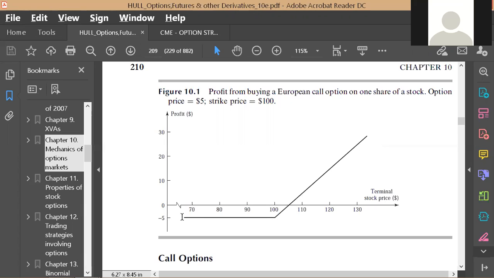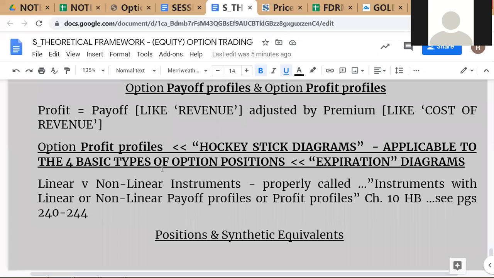At expiration, you ask yourself, this is a 100 call. Remember, when we say 100 call or 200 call, we are referring to the strike price. So with the 100 call, I paid $5 for it, my option premium is $5. And there's another very important consideration with respect to these, which you should be aware of. Option profit profiles are referred to as hockey stick diagrams in the trade lingo.